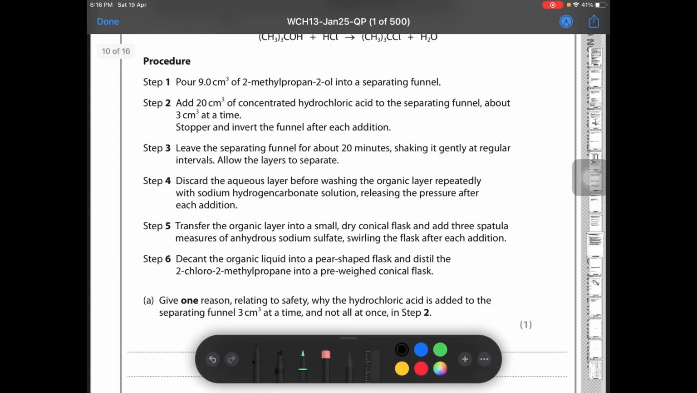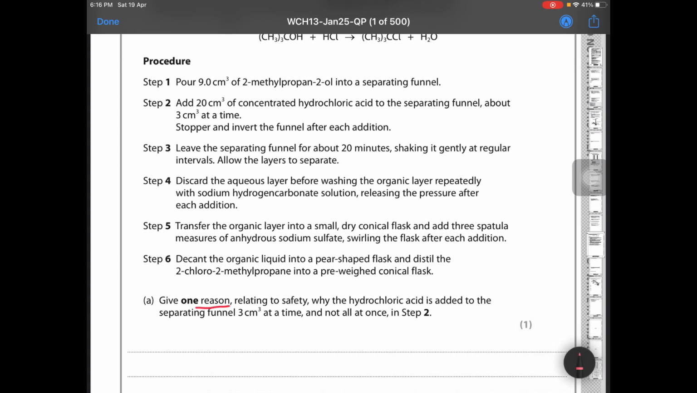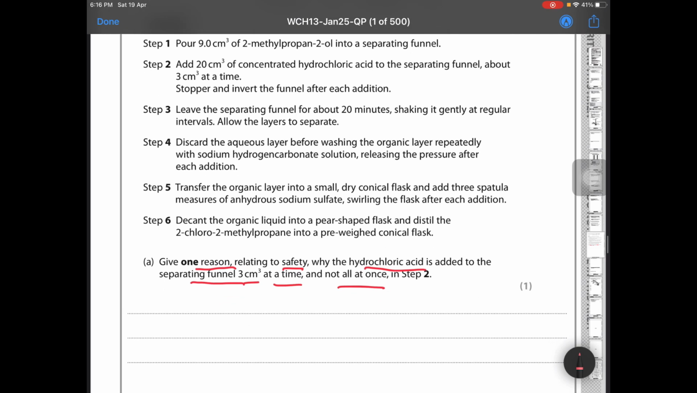The first answer, they're asking you to give one reason related to safety why HCl is added to the separating funnel this much at a time and not all at once. Because if you add all at once, you will see toxic fumes, acid spray coming from your separating funnel, and this is highly dangerous. There might be splashing of acid because the reaction will be so vigorous, aggressive, that it is very dangerous. That's why we add little by little into the separating funnel.